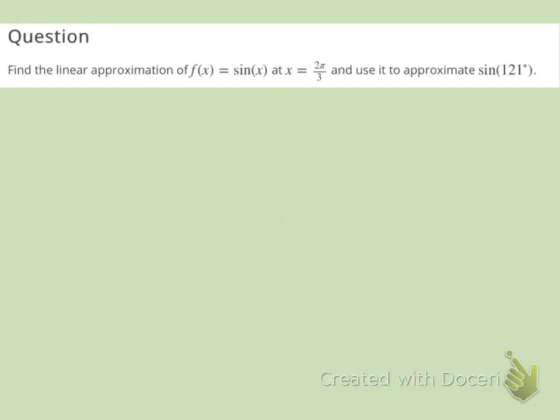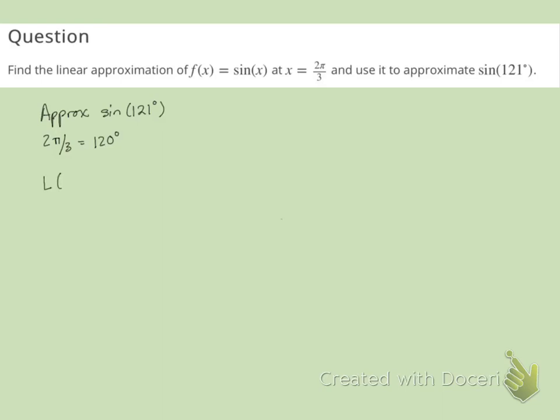All right, so for this first practice problem, we want to approximate the sine of 121 degrees. And the directions tell us that we're going to use the x value of 2 pi over 3. And I want you to first note that 2 pi over 3 is the same as 120 degrees. So we have a value that is very close to our approximation value of 121.